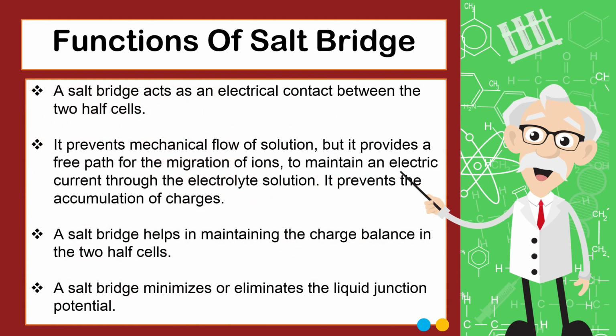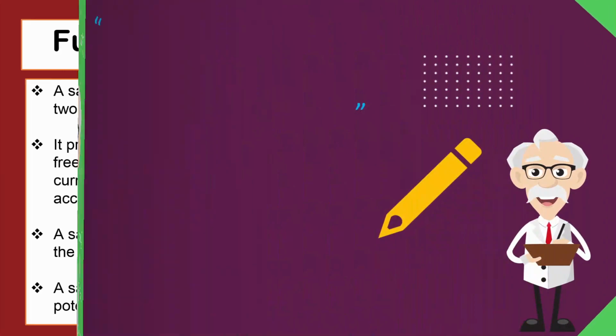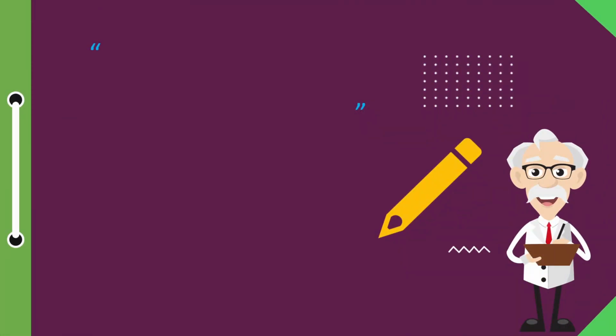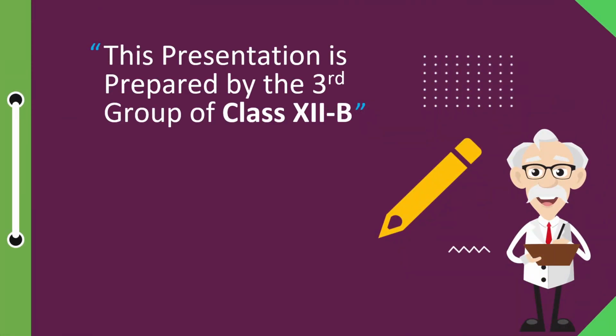Functions of salt bridge are: a salt bridge acts as an electrical contact between the two half cells. It prevents mechanical flow of solution, but it provides a free path for the migration of ions to maintain an electric current through the electrolyte solution. It prevents the accumulation of charges. A salt bridge helps in maintaining the charge balance in the two half cells. A salt bridge minimizes or eliminates the liquid junction potential. Let's move further. So now we are at the end of our presentation.